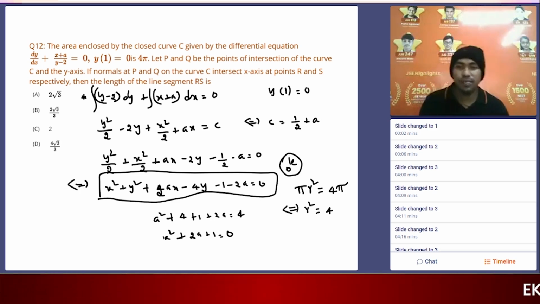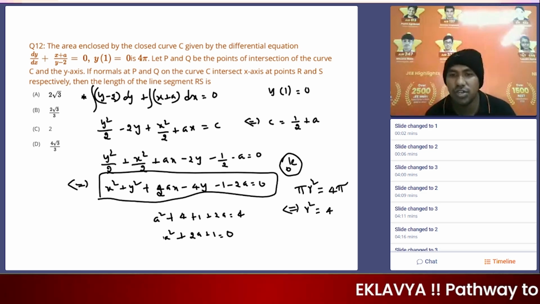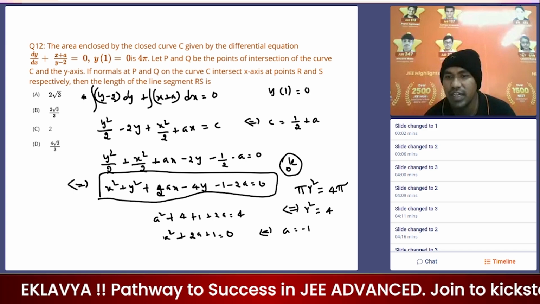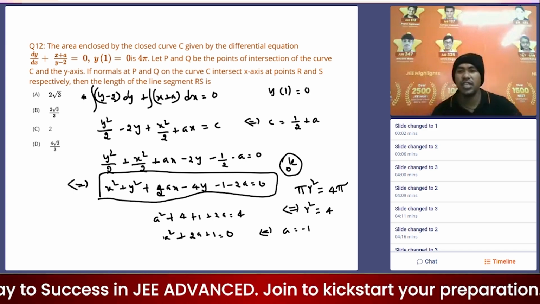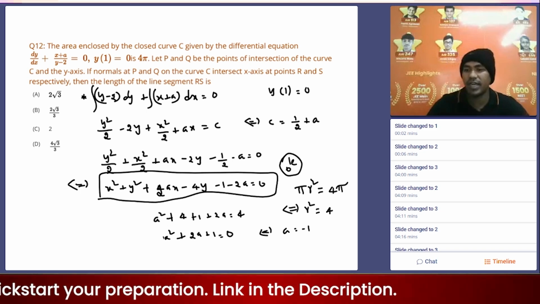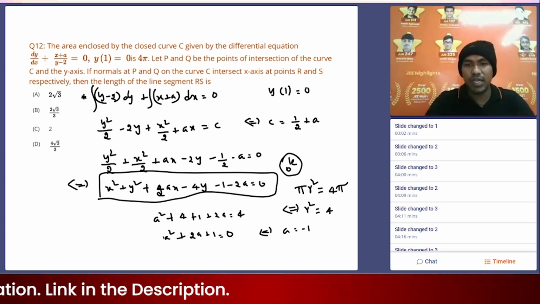So a square plus 2a plus 1 equals 0, which means what will happen? a is equal to minus 1. So when a is equal to minus 1, if I substitute here, then our equation of circle is fixed now, right? Our equation of circle is going to be fixed.